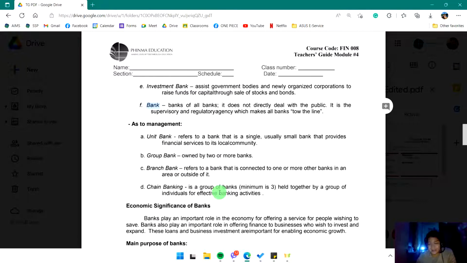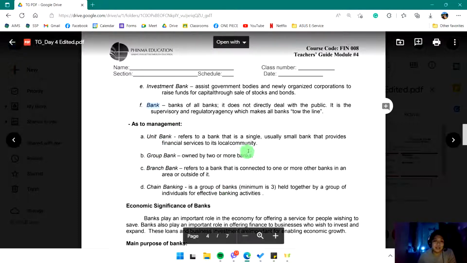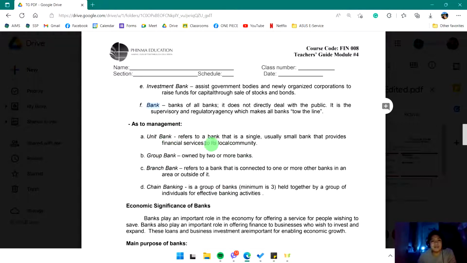So next, we have again different kinds of banks according to management. We have the unit bank here, which, based on the term itself, refers to a single, usually small bank that provides financial services to its local community. It is owned primarily by a single, small-time owner, or yun nga, small scale lang din ang kaya niyang i-provide na business na services. Next, we have here the group banks owned by two or more banks.